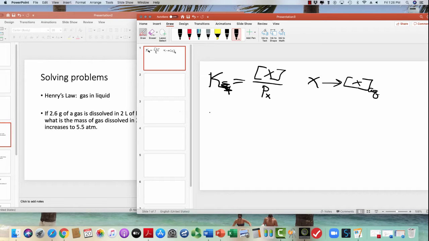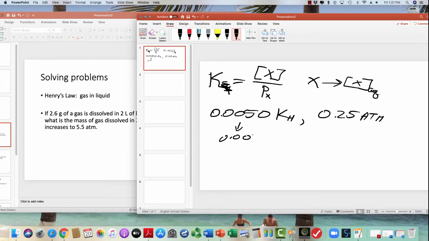So say we have 0.0050 as our Henry's law constant, and we have 0.25 atmospheres of pressure. Make sure you convert all your pressures to atmospheres. That's something I keep forgetting, and it's easy to forget, to be honest, but pressure has to be in atmospheres, because that is how all these equilibrium constants are used. The unit of this is 0.0050 moles per liter per atmosphere, or molarity per atmosphere.